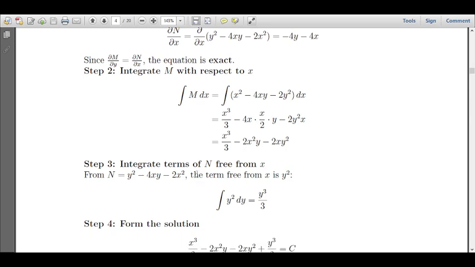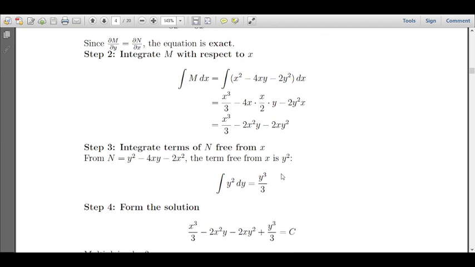Next, integrate the terms of N free from x. Now, the terms of N free from x are terms that do not contain x in N. Since this contains x, cross the term. Since this contains x, cross the term. Only the term that does not contain x is the y term. So, there is y square. Now, integrate with respect to y, it is y cube by 3.